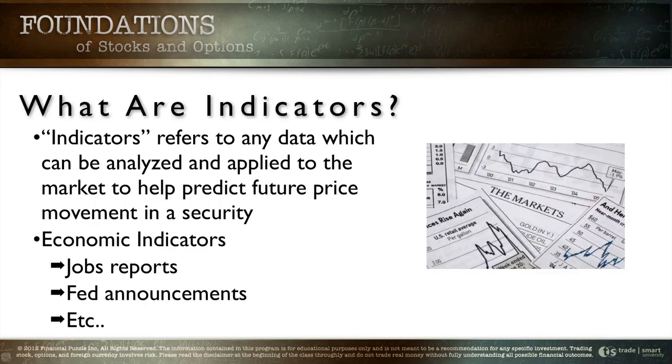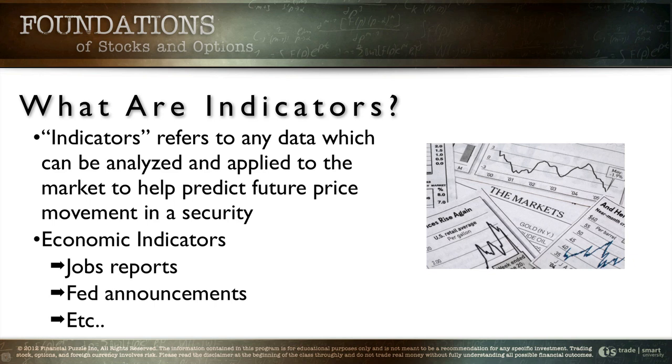And to start our discussion, we will ask that age-old question, what are indicators? And kind of on a broad scale, indicators really refer to any type of data that can be analyzed and applied to the market to help us predict future price movement in a security. So if that sounds like a complicated definition, it's really not. It's actually one of the simpler definitions out there. Basically, indicators are just things that we look at to give us an idea of where things might be moving.